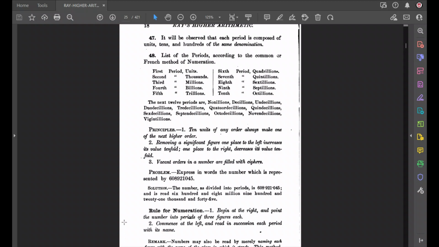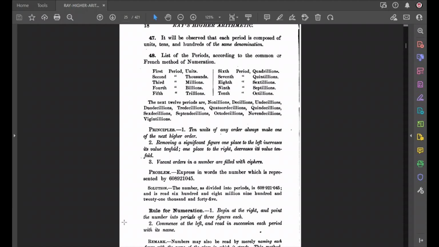So the name of this period is millions. The name of this period is thousands. The name of this period is units. Read the number 608,921,045. Okay? That's a rule for how to read numbers.